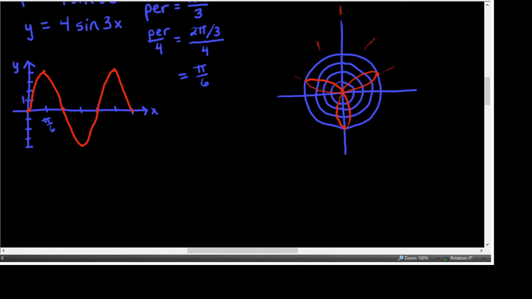The other thing I would suggest is that you know that if it's a rose curve, when n is odd, you'll get that many petals. When n is even, you'll get twice as many petals.